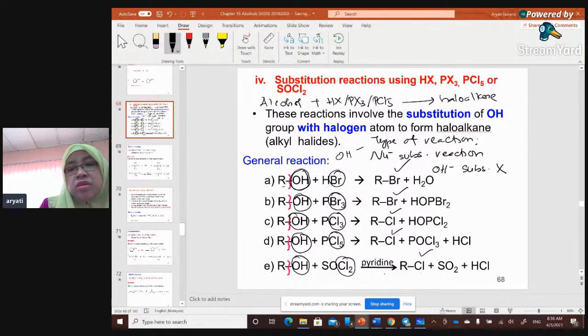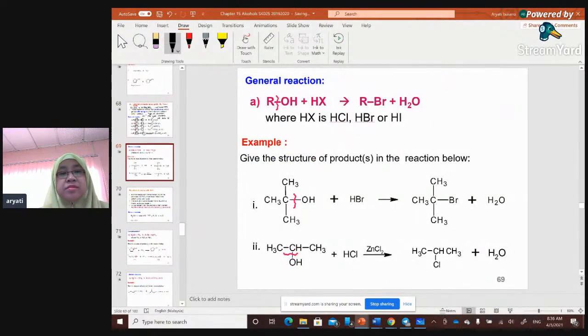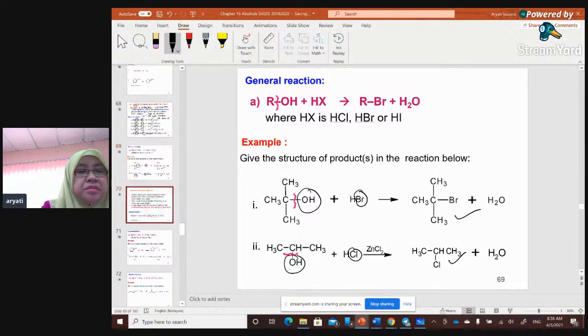Substitute with X, which is X minus, which is halogen. Okay, example, the general equation. So this is the general equation. R is alkyl group, Br is bromide. So example, this is alcohol react with HBr, OH is substituted with Br. So jadi macam ni, haloalkane. OH substitute with Cl. So this is a haloalkane.